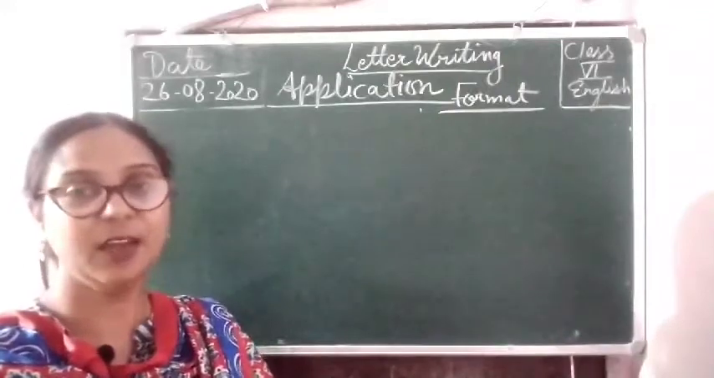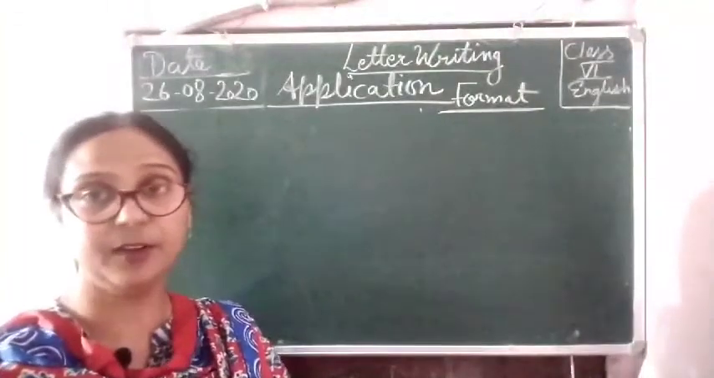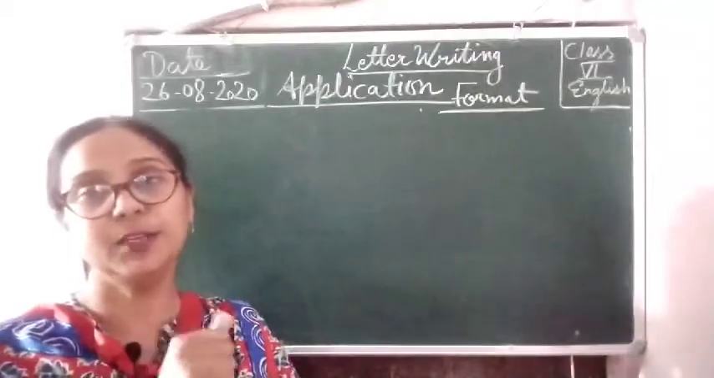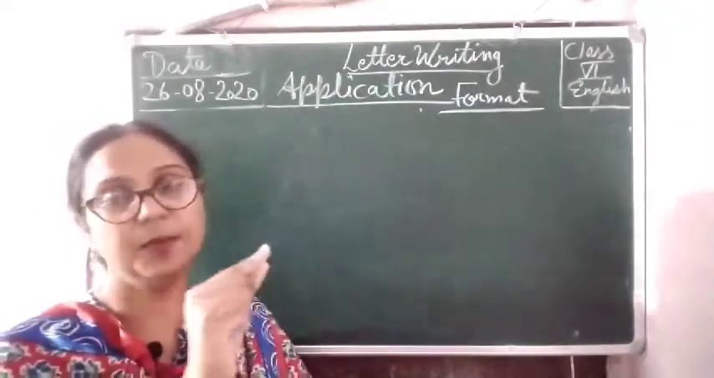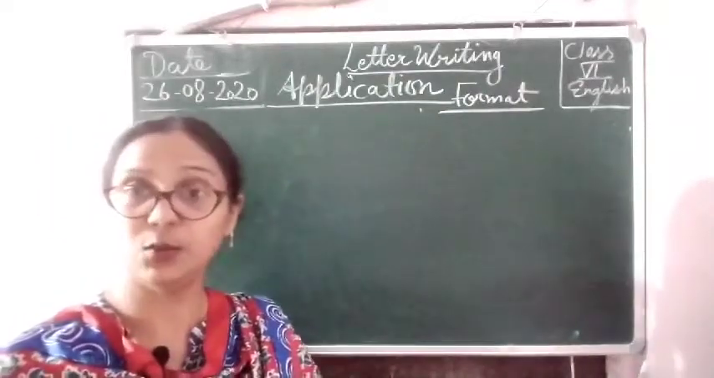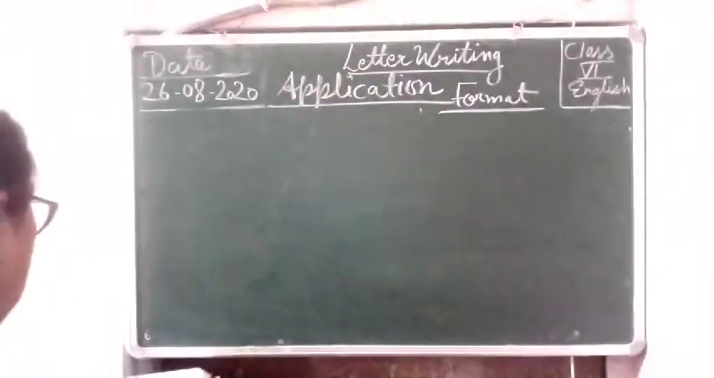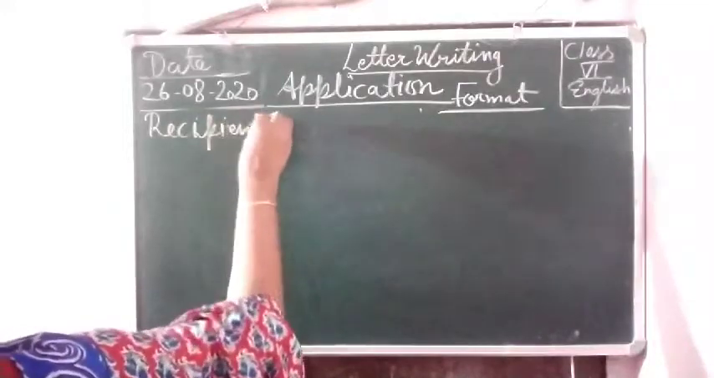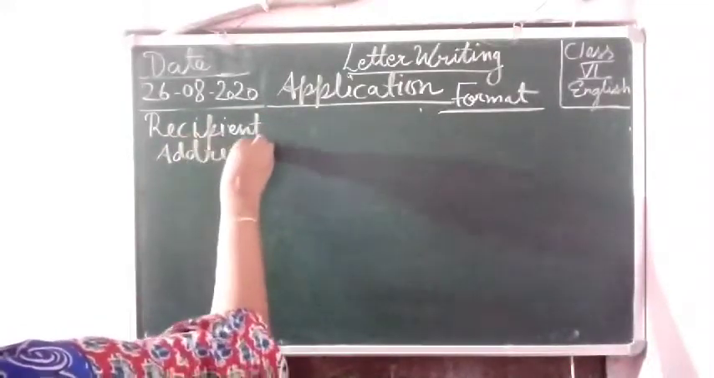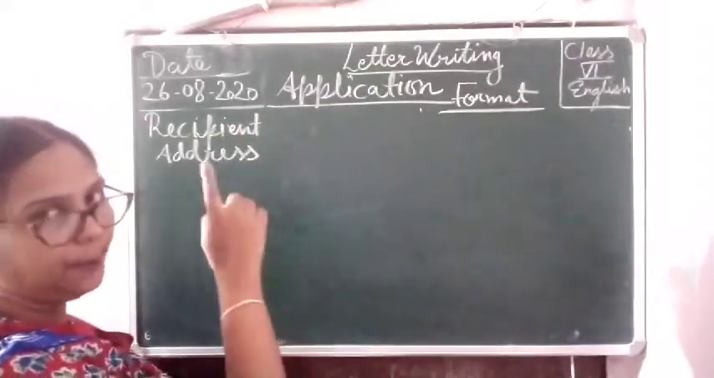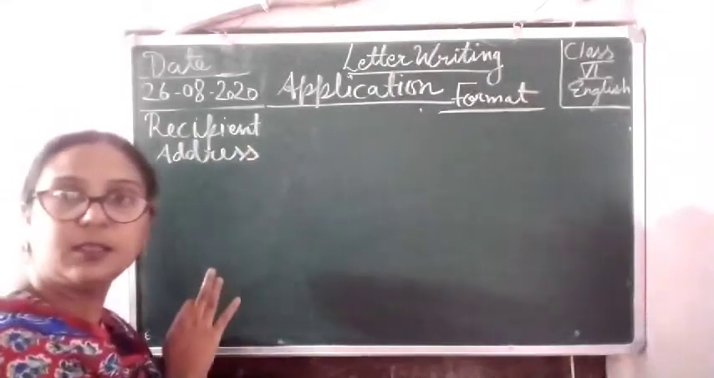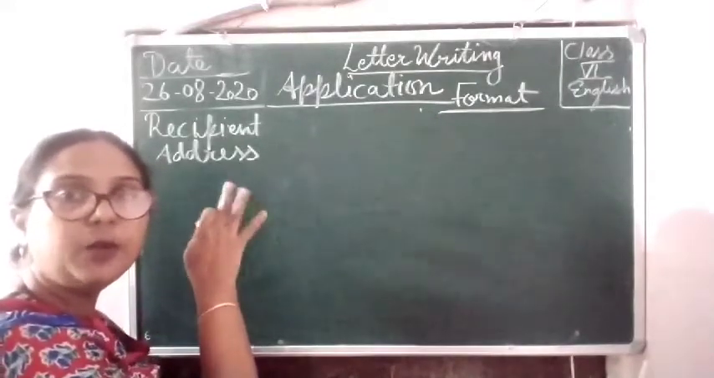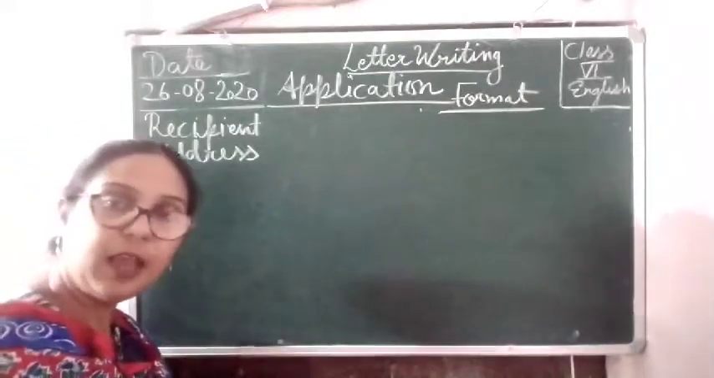First of all, whenever we are talking about an application, the recipient's address and name or designation should be there. If you are writing this application to your principal, you have to write: The Principal, Army Public School, 39 GTC. This type of thing you will be following. First of all, the recipient address. This is the first point of an application. To whom you are writing this application, that person's name and designation, or you can say the address of that particular person, we have to mention.